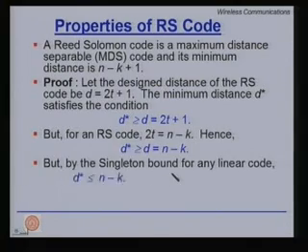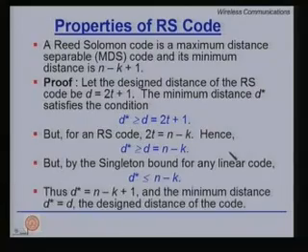Hence, d star is greater than or equal to d, where 2t is replaced by n minus k. But by the Singleton bound, for any linear code d star must be less than or equal to n minus k plus 1. Using these two, the upper bound and lower bound, we have been able to say that d star is exactly equal to n minus k plus 1 for any Reed-Solomon code. Fine.